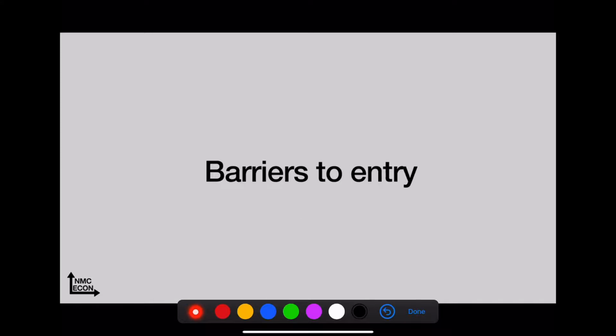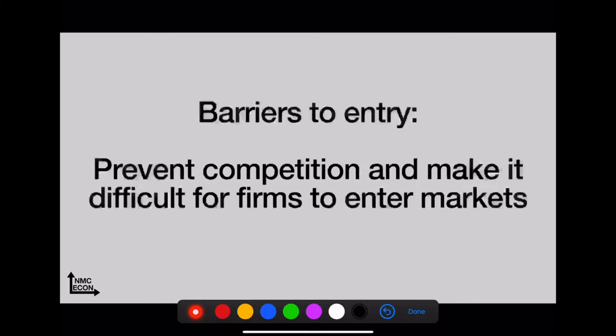Barriers to entry. This is about preventing competition and making it difficult for other firms to enter the market. Now, there's a few examples of barriers to entry, and it's kind of an interesting topic in economics. It could be something like network effects for something like Facebook or Google. It could be economies of scale for a manufacturing plant like a traditional auto manufacturer like General Motors. Or it could be something like intellectual property rights, for example, patents.